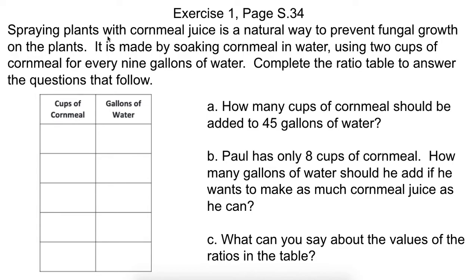Okay, spraying plants with cornmeal juice is a natural way to prevent fungal growth on plants. It is made by soaking cornmeal in water using 2 cups of cornmeal. So there's one of our parts of the ratio. So we have 2 cups of cornmeal for every 9 gallons of water. Complete the ratio table to answer the question.